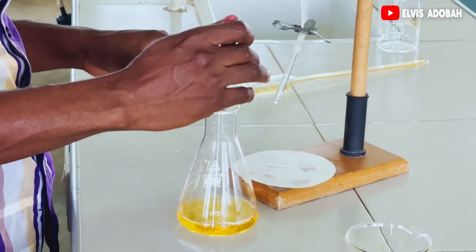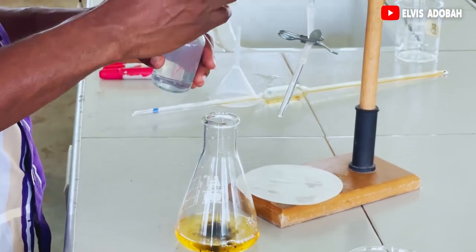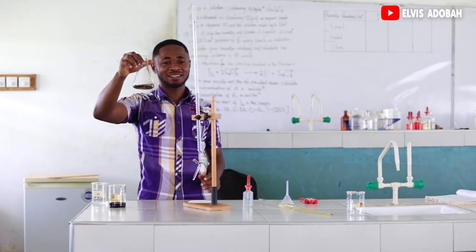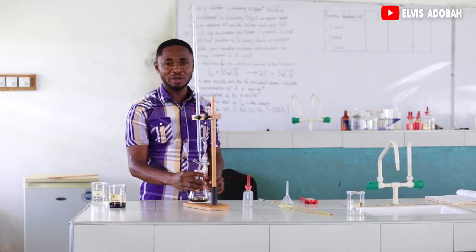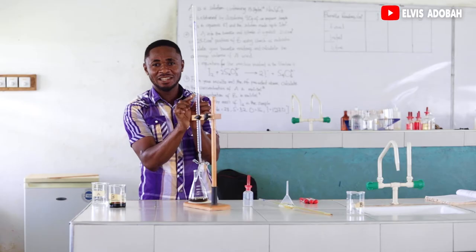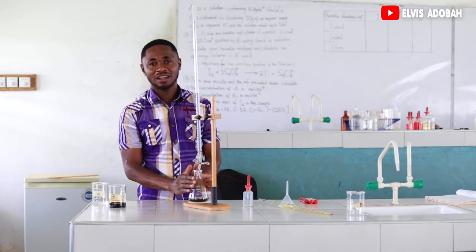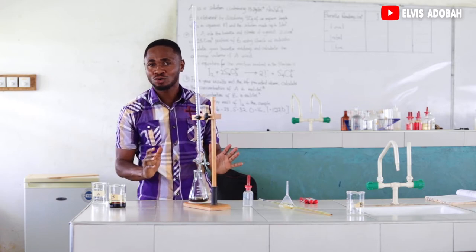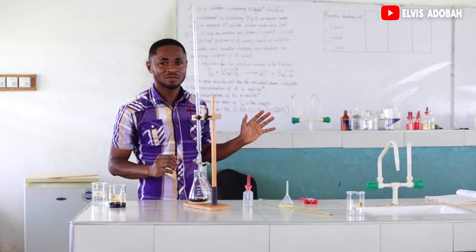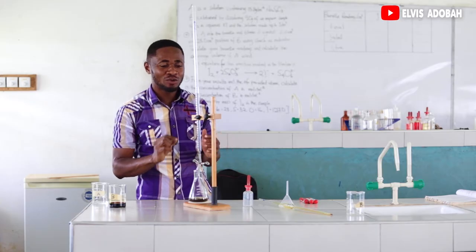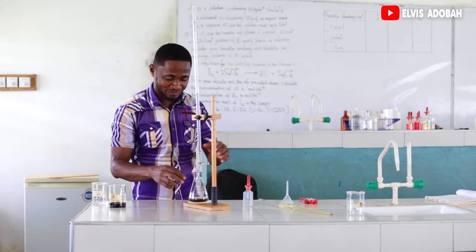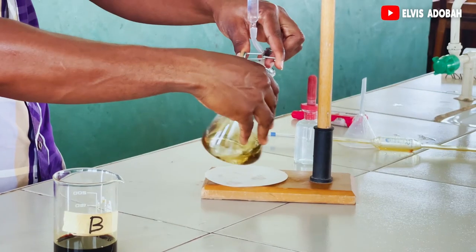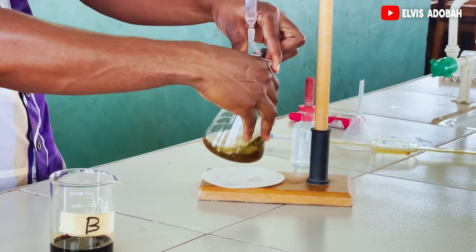Then I add my starch indicator, which turns my solution blue-black. Then I continue, but please, we don't need the volume at which the iodine turned pale yellow. You don't need that one for your calculation, please. So don't write that value in your table. But from that time to the end point, you just need some few drops.